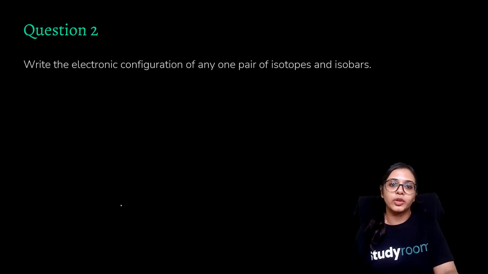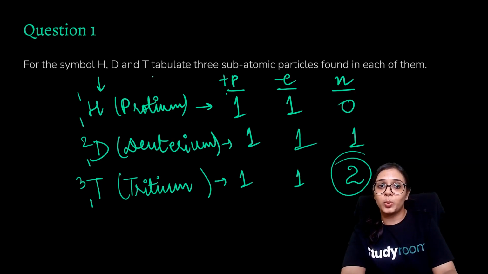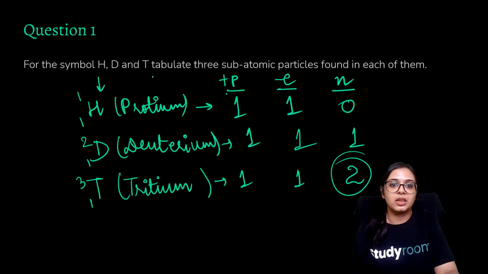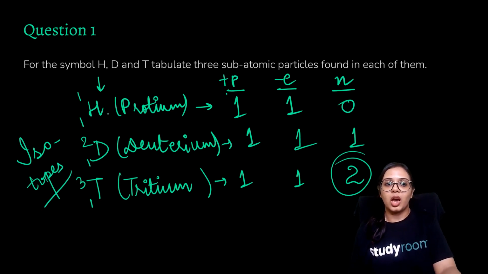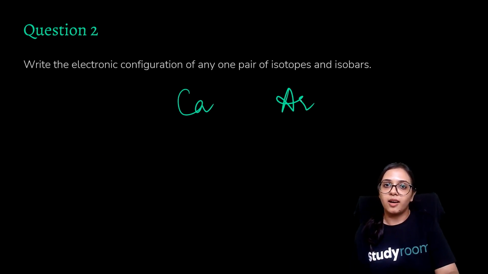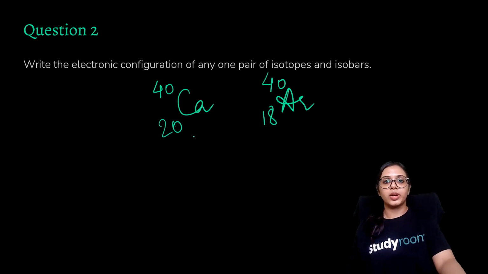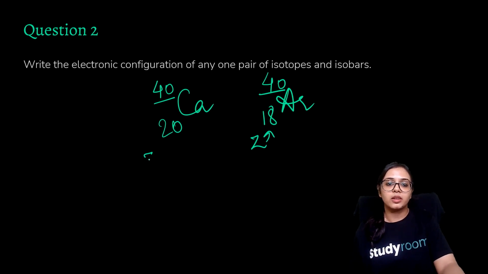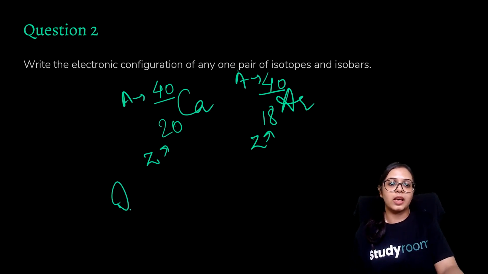Next question is, write the electronic configuration of any one pair of isotopes and isobars. So the electronic configuration of isotopes we have just seen over here. Protium, deuterium, tritium, these are basically isotopes, right? So these are your electronic configuration of your isotopes, all right? But what about isobars? So we saw in one of the previous slides that calcium and argon have the same mass number, that is 40, although their atomic numbers vary. So calcium and argon have the same mass number, although their atomic number is different. So these are isobars. Okay, these are examples of isobars.